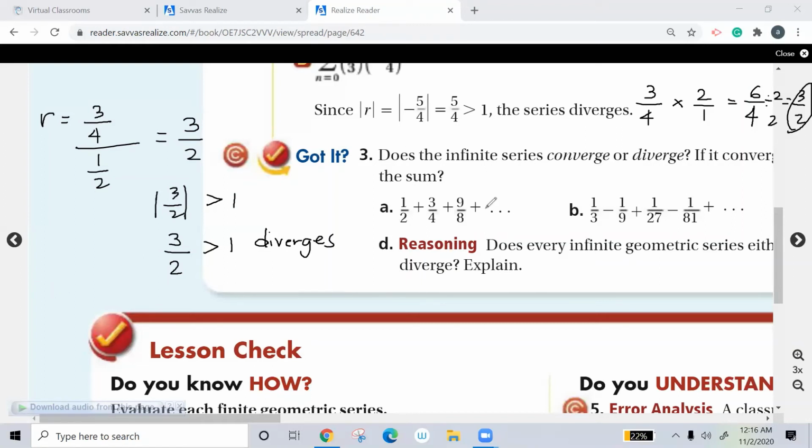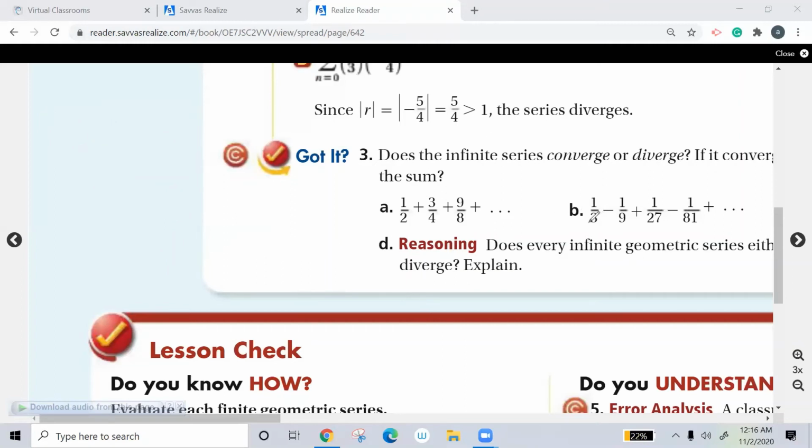Okay, next, letter B. From letter B, we have 1 over 3 minus 1 over 9 plus 1 over 27 minus 1 over 81 and so on. So our common ratio is the second number, which is negative 1 over 9, all over the first term, which is 1 over 3. So we have the answer. If you simplify this, it will be 1 over 3.